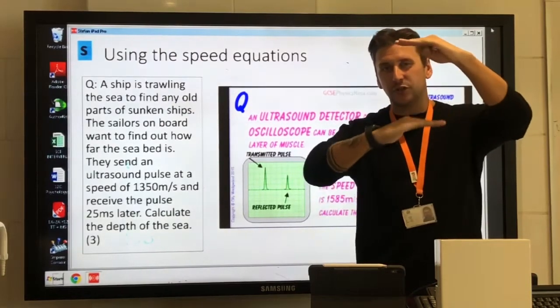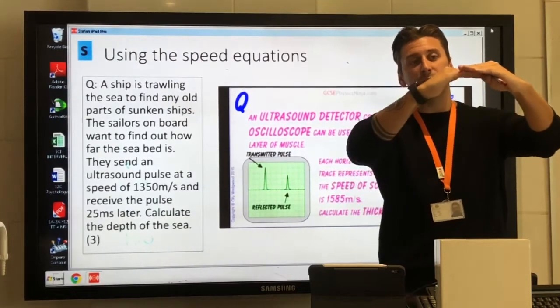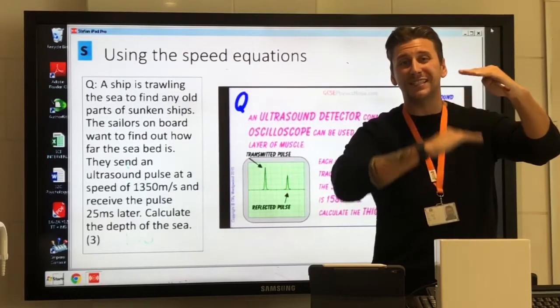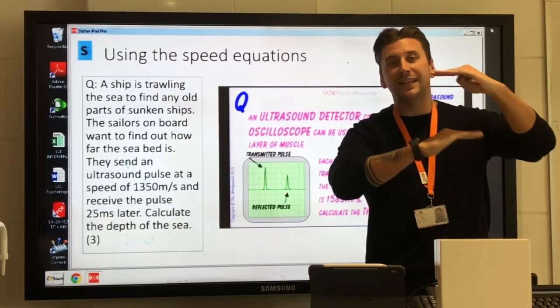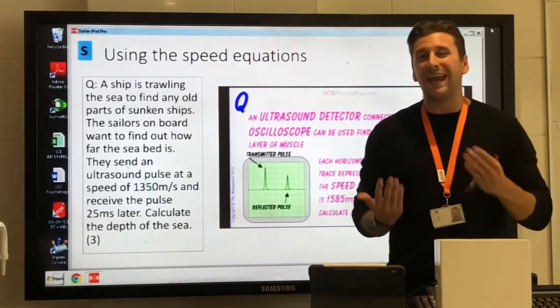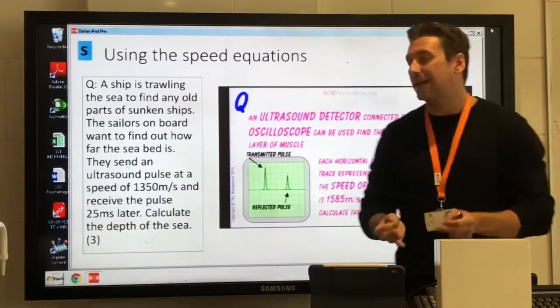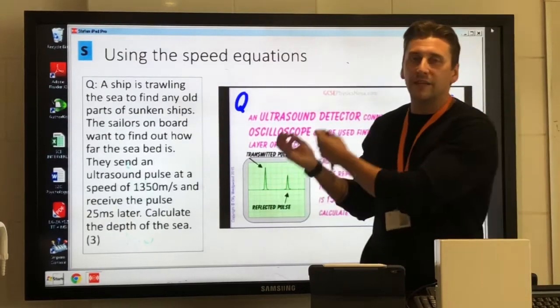But I've been asked for just the depth. So what I need to do is, when I find my total distance, 3.6 meters there and back, I halve that and I just find the distance there, which is 1.8 meters. So be very careful in the exam. What have they asked for and what have they given you?